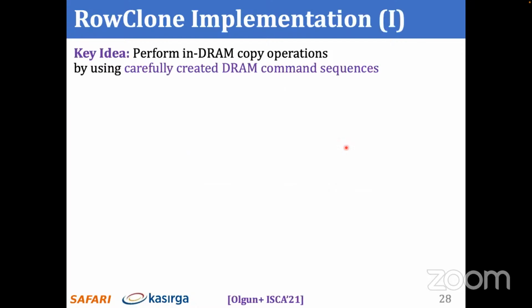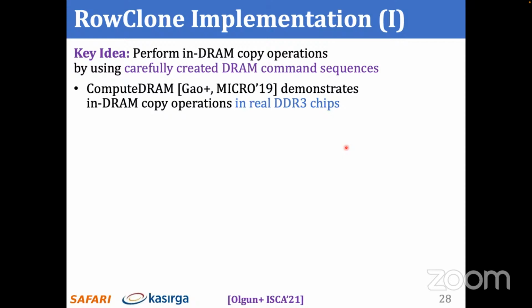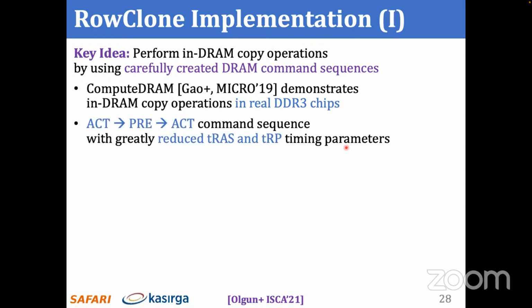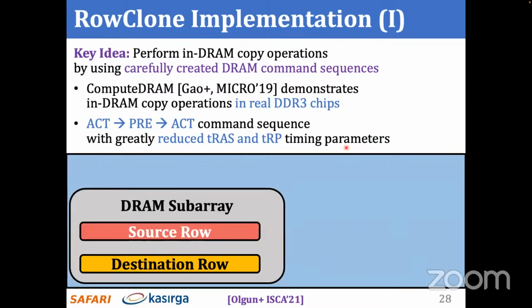So the key idea of our case study of how we perform these operations is to use carefully crafted DRAM sequences. We use the sequences that were demonstrated to perform RowClone operations by a prior work in real DDR3 chips in our work. And these sequences are essentially activate, precharge, activate command sequences with greatly reduced tRAS and tRP timing parameters.